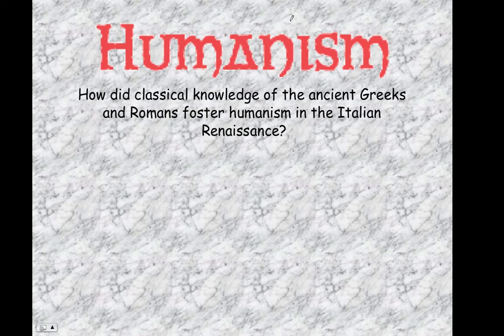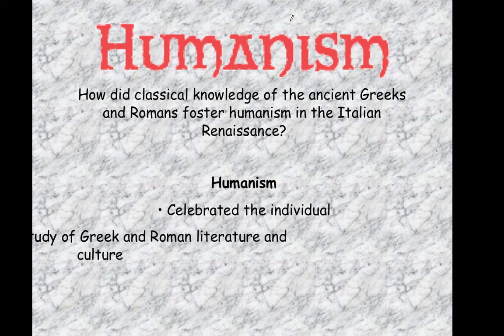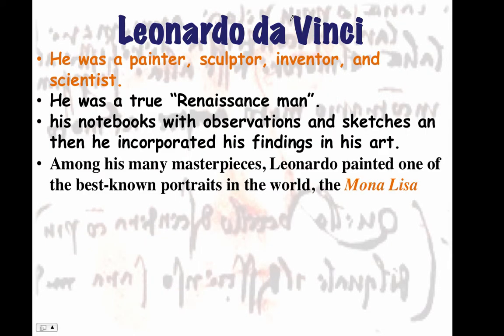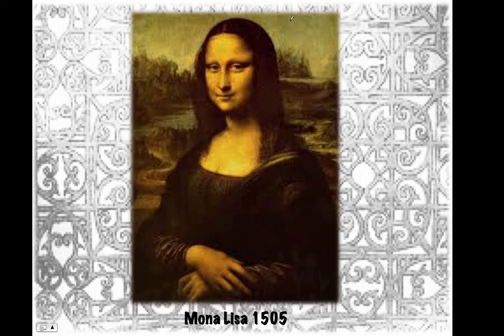All right, I got to go a little long on this one. That was five minutes. Humanism: celebrate the individual, go back to Greece and Rome, paid for by rich people. Da Vinci we talked about, a true Renaissance man.